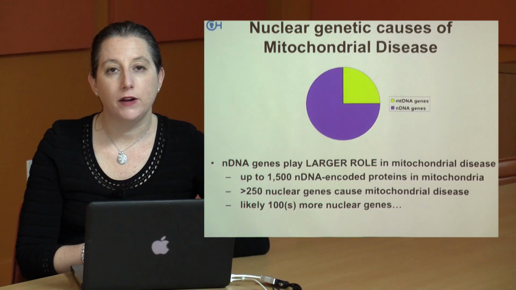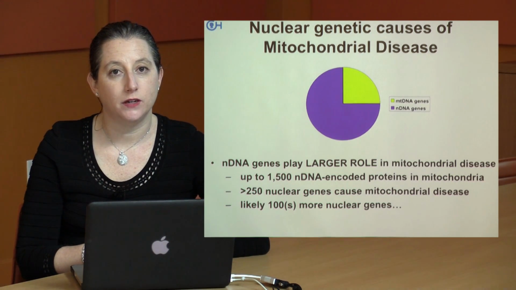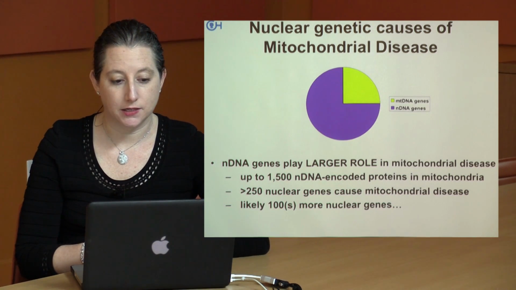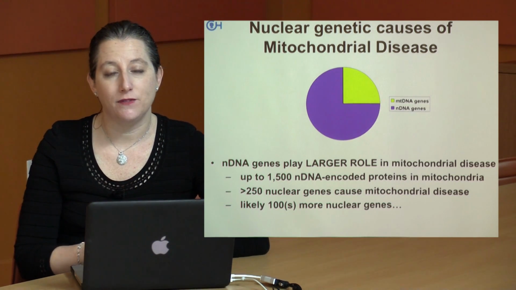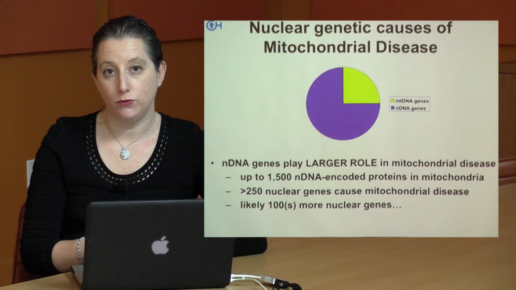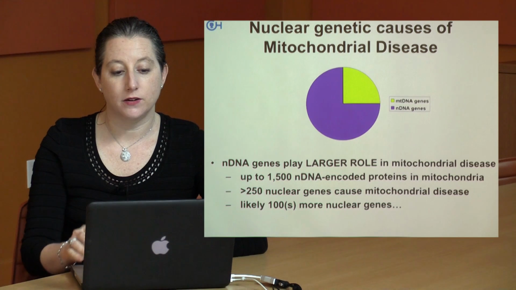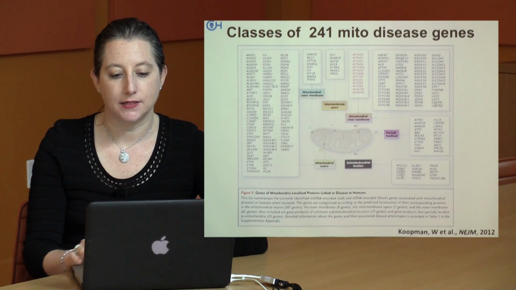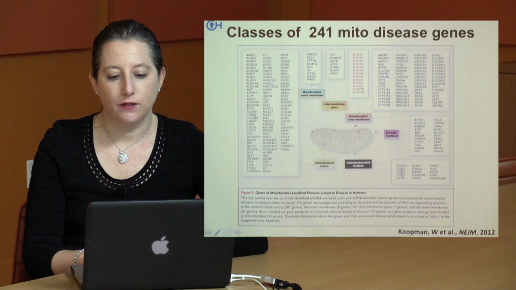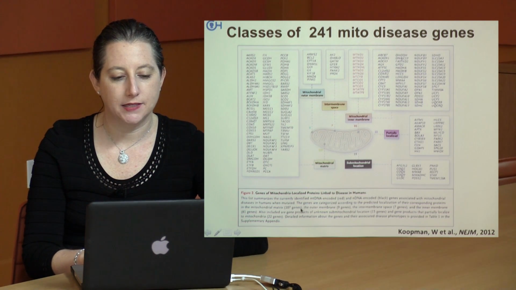mitochondria. We already know of more than 250, close to 300, different nuclear genes that when they're mutated, cause the mitochondrial function to fail, or mitochondrial disease. There's likely hundreds, maybe even 1,000 more genes that we're in the process of discovering in individuals that cause their disease that haven't yet been recognized. This was a lovely review article published fairly recently in the New England Journal of Medicine.